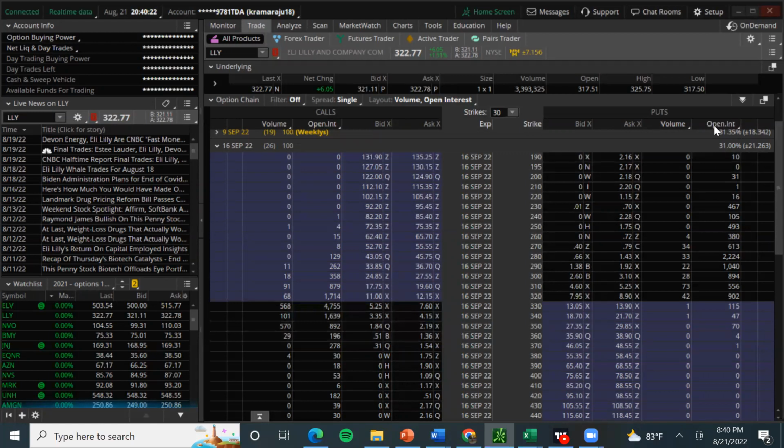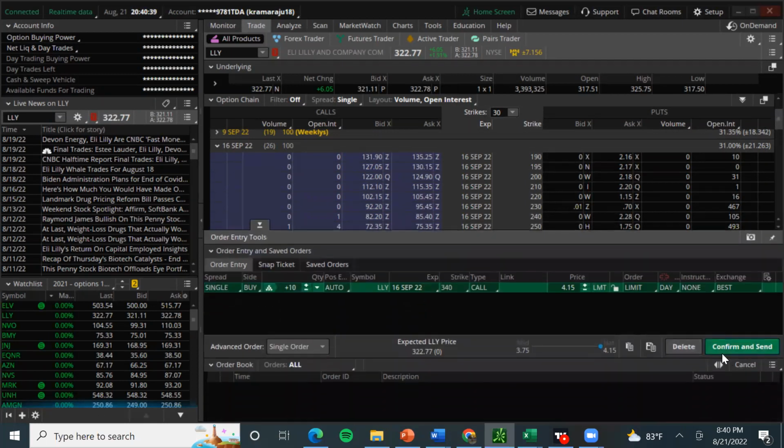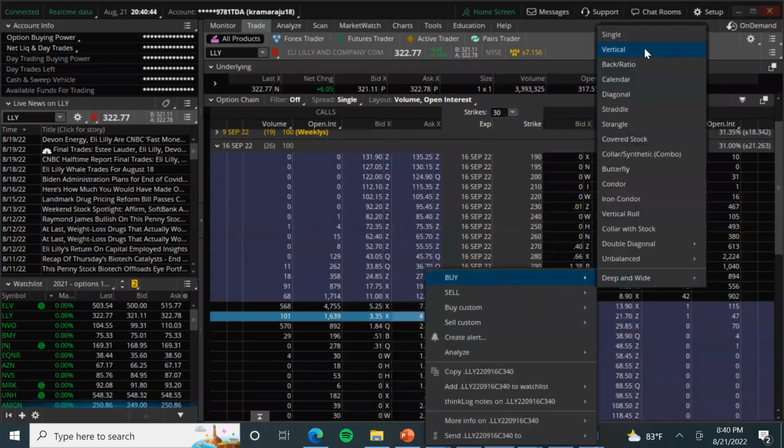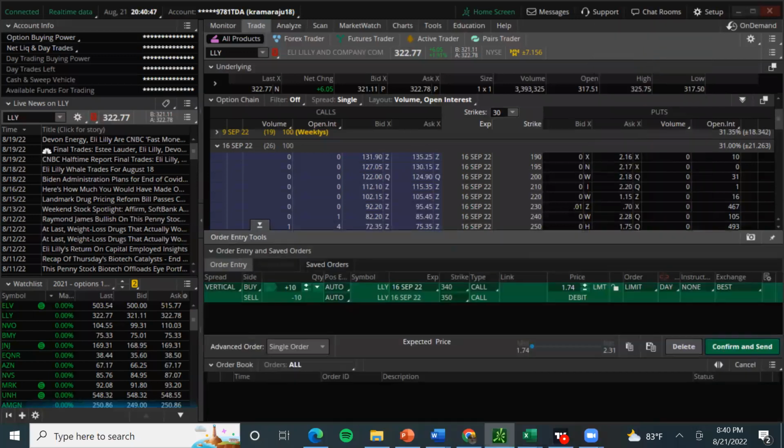Your volatility is less than 50%. It is only 31%. That means there is not too much volatility. The stock cannot suddenly move 20, 30 points. So what I can do here, for example, I want to buy a 340 call. I can do a buy vertical. So 340 and 350, or 340 and 360.